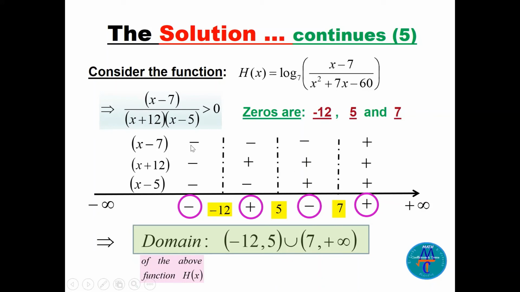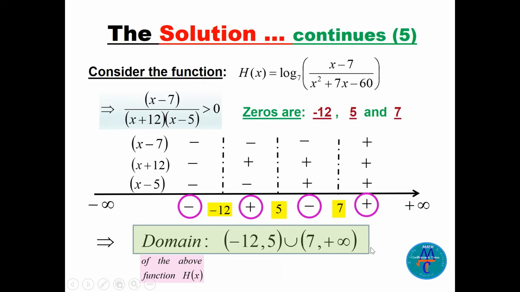So when you multiply now 3 minuses, it becomes minus, and this one plus, and this one minus, and this one plus. So I choose now the greater than 0 for the domain. So the domain of the above function h, this function here, minus 12 to 5, open for sure, union 7 to infinity.